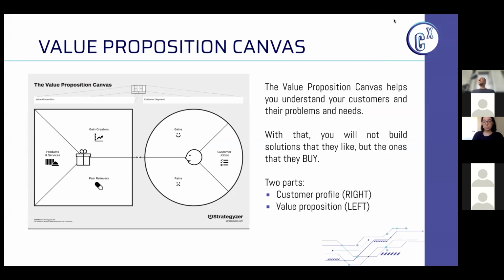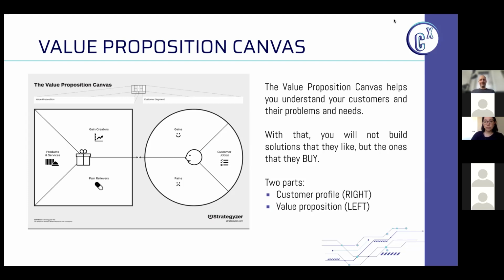Many products or many solutions focus on asking the customers or the users, hey, what do you like? What would you like to have? And with this approach, you will build solutions that your customers may like, but they may not necessarily pay for it. So they may not necessarily buy it. Because if you focus on building a solution that people like, it may not necessarily solve the needs or the problems that they have.